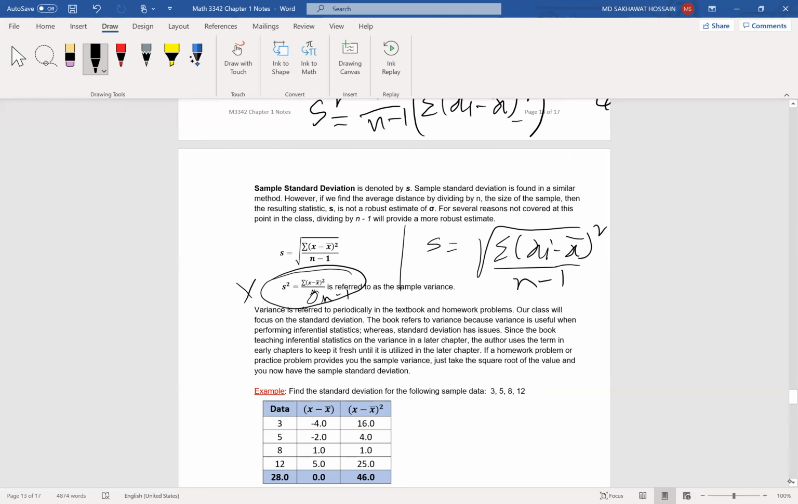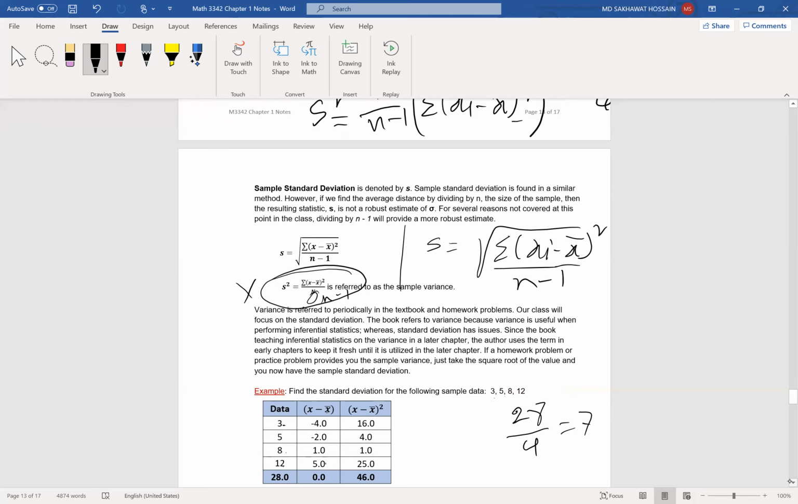So what does it mean? Actually, what we do here, first we calculate the sample mean, and we take the difference of the mean from each number. So here the first number is 3. The mean x bar is 3 plus 5, 8 plus 8, 16 plus 12, so this is 28, divided by 4. So the sample mean is 7. So 3 minus 7 is -4. 5 minus 7 is -2. 8 minus 7 is 1. 12 minus 7 is 5.